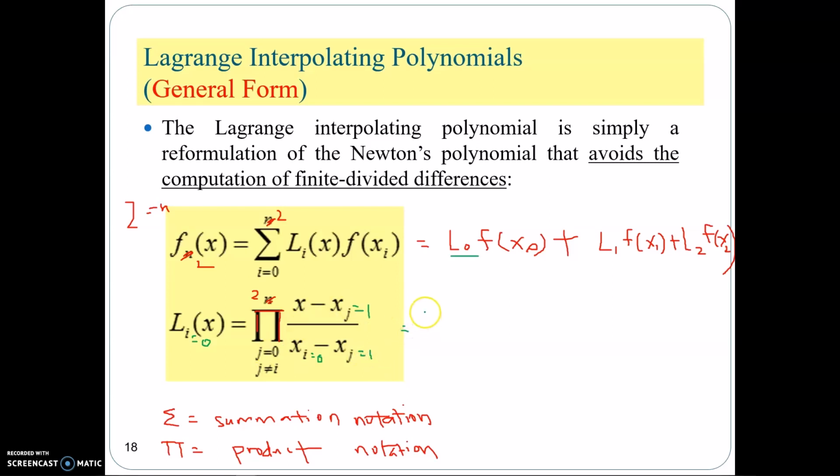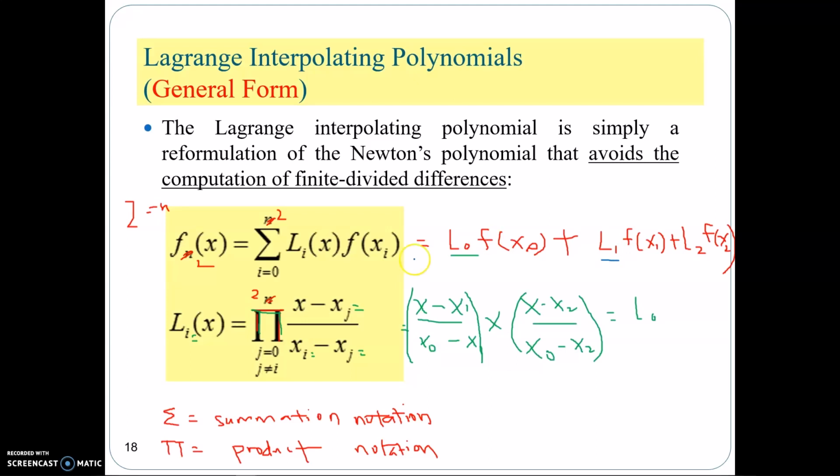So with that, you obtain x minus x1 divided by x0 minus x1. So you need to multiply, if you see the pi notation here. So this is the first term. You continue with the next index, which is j equal to 2. So when your j equal to 2 is not equal to 0, then you can replace j here with 2. So multiply with x minus x2 divided by x0 minus x2. So this is the answer for your L0.